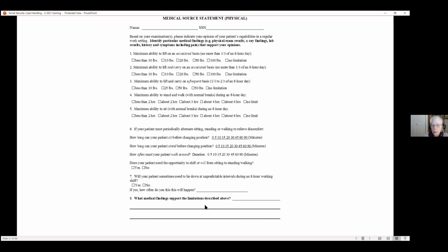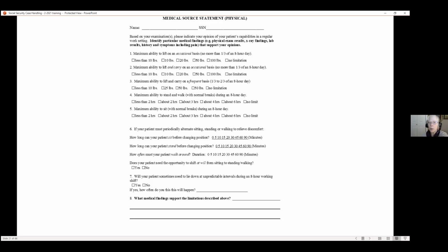And then in the bold here is, why do you say that? What medical findings support that? Now, it's helpful if the doctor actually fills that out. If the person can lift less than 10 pounds, well, that's not even sedentary. So that's helpful. You really want them to fill that out.